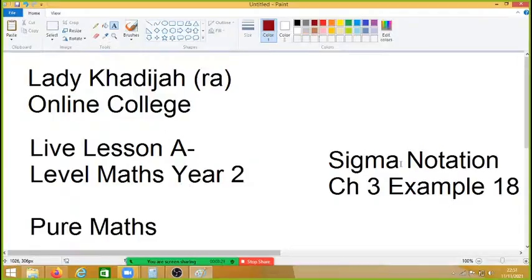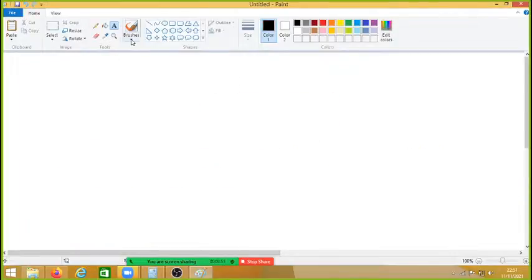Today's topic is sigma notation, carrying on from the last lesson, just looking at a slightly different example. Last time it was a formula which led to an arithmetic sequence, and this time it's going to be sigma notation, but where the formula leads to a geometric sequence. If you're following through in the book, then it's chapter 3 and example 18. Let's begin. Bismillah ar-Rahman ar-Rahim.